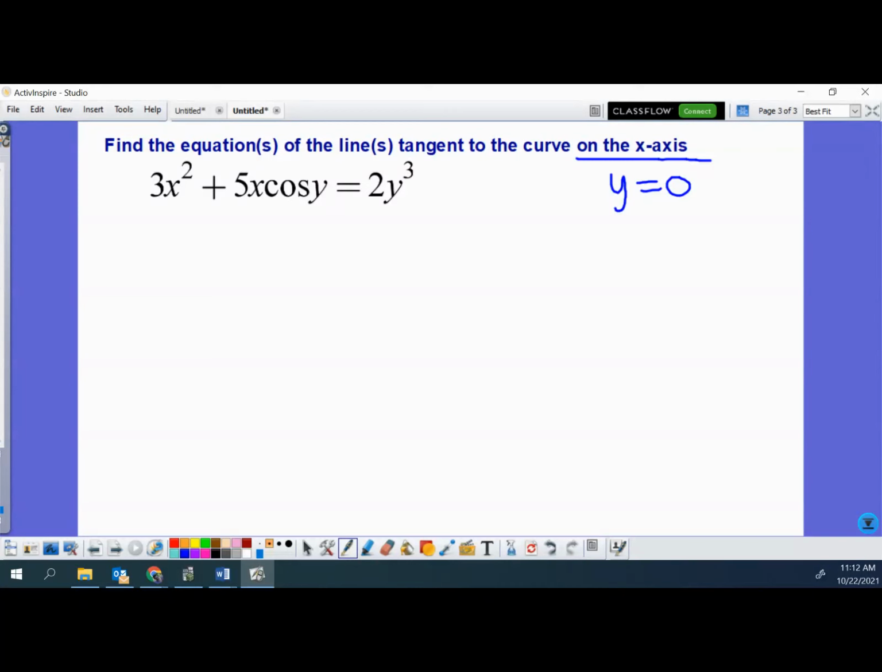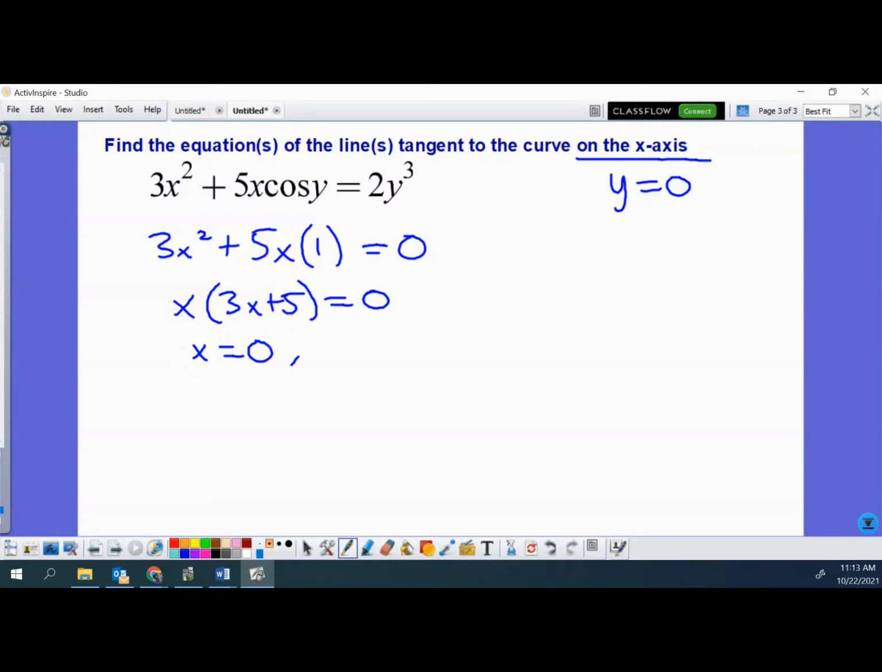So if I plug 0 in, then what do we get? 3x squared plus 5x times cosine of 0, which is 1, equals 0. So 3x squared plus 5x equals 0. Solve for x: x(3x plus 5). We get x equals 0 or negative 5/3. Look good? Cool. So those are the x-coordinates for the zeros, for the x-intercepts for this curve.